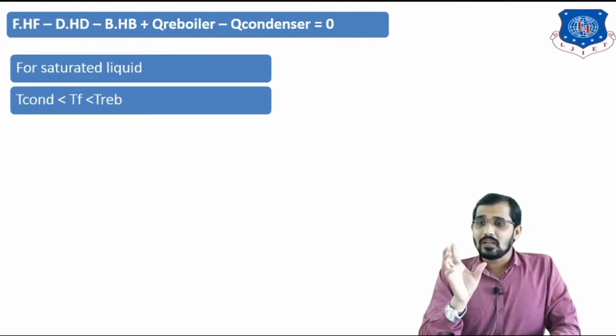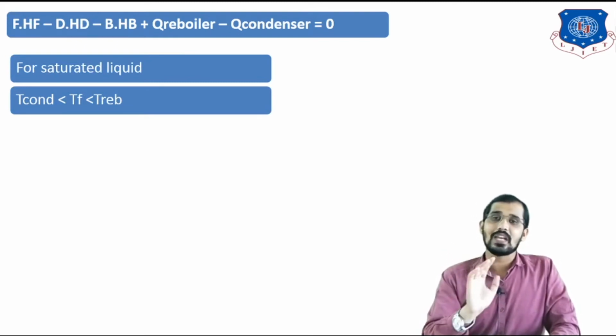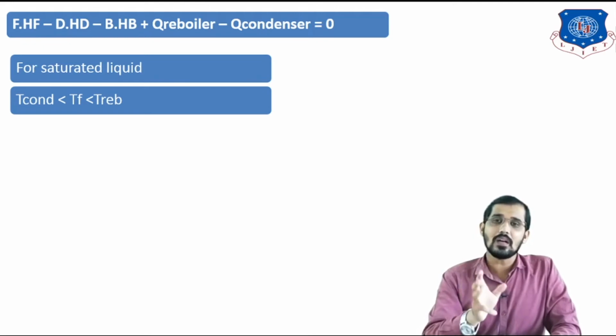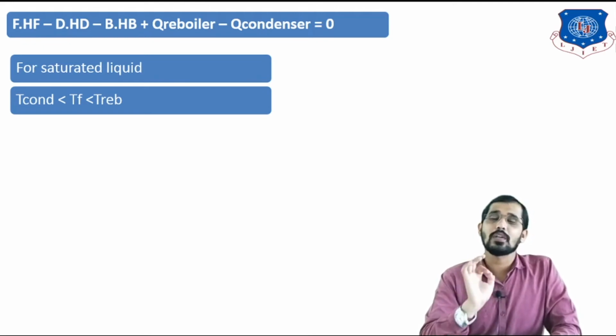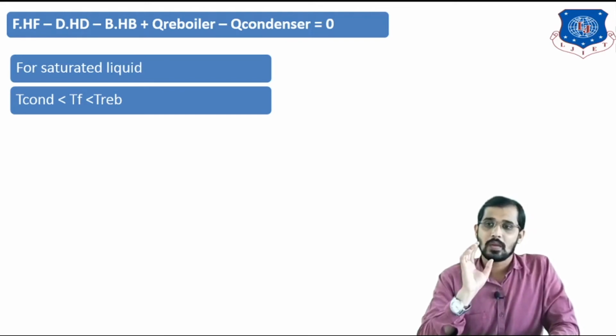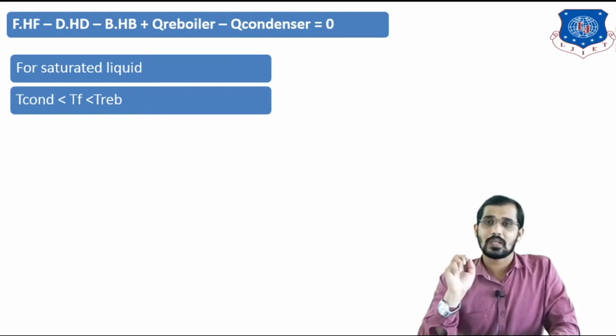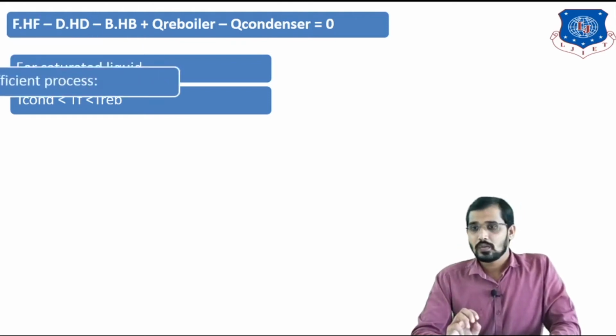Now these are the temperature conditions for the saturated liquid: T condenser is less than feed temperature, which is less than T reboiler. It means the maximum temperature is available in the reboiler section, which is nothing but a heat exchanger, and the minimum temperature is available in the T condenser; the condenser also acts as a heat exchanger. So you can see here.